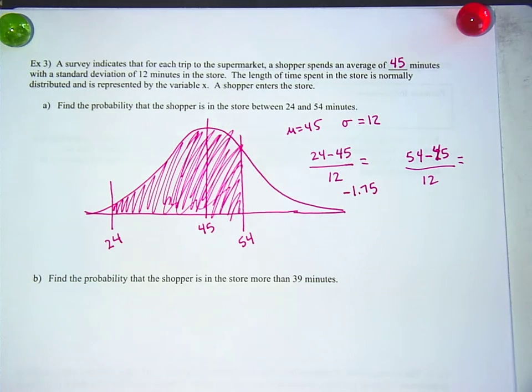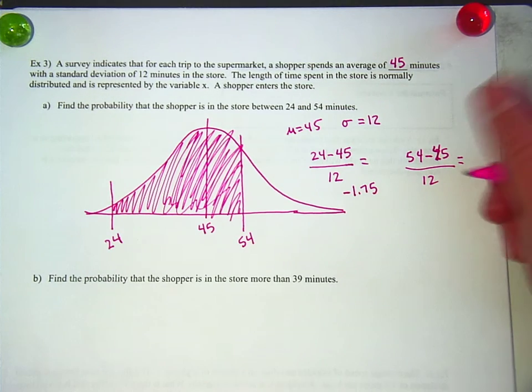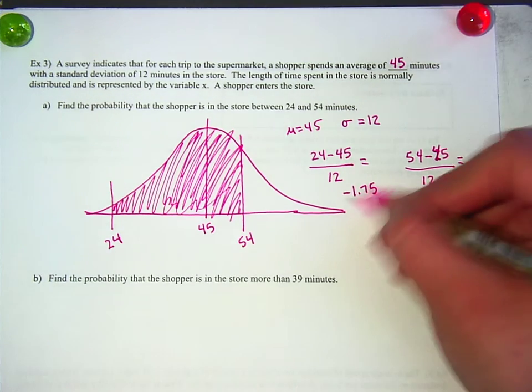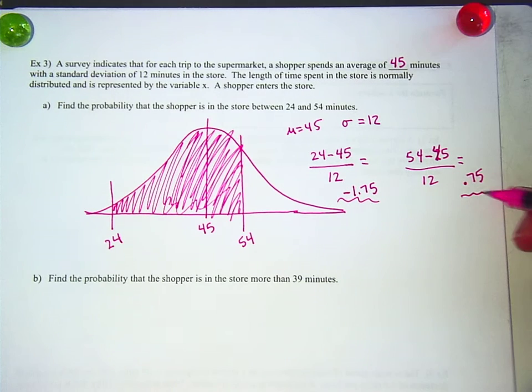Everybody making sure when they put this in their calculator to put the top in parentheses, or do the top in your head, or do it in two steps. So I got two z-scores, negative 1.75 and positive 0.75.